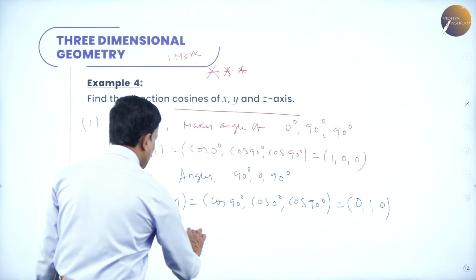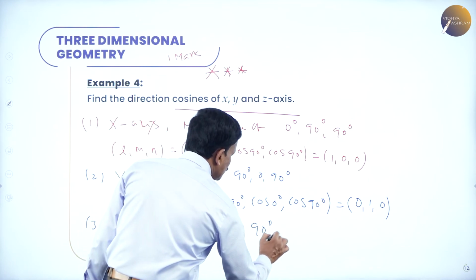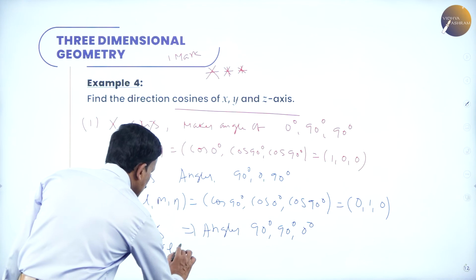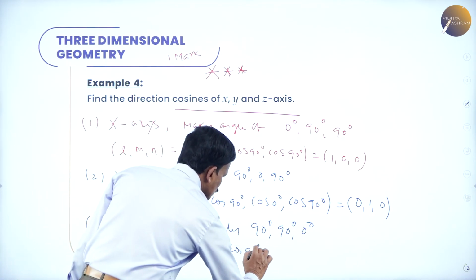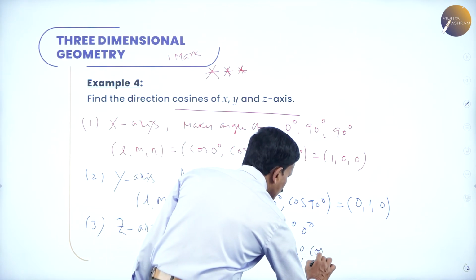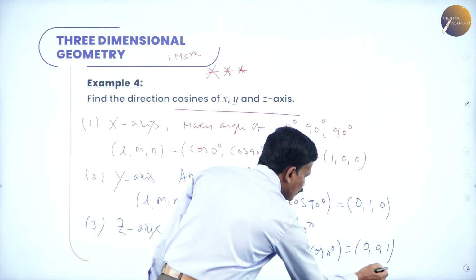So, it makes angles. What are the angles? It makes angles of 90 degrees, 90 degrees and 0 degrees. Therefore, L, M, N are cos 90, cos 90, cos of 0 degrees. So this is equal to 0, 0 and 1.